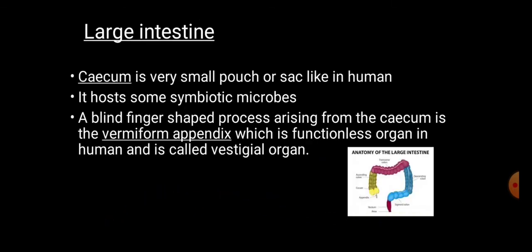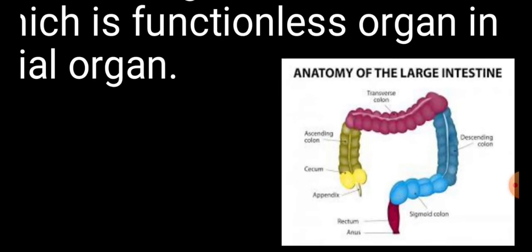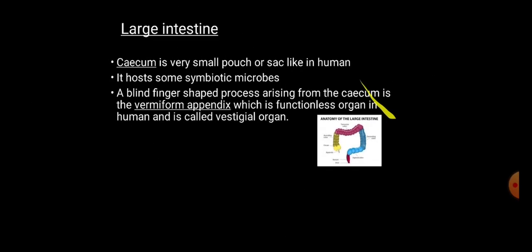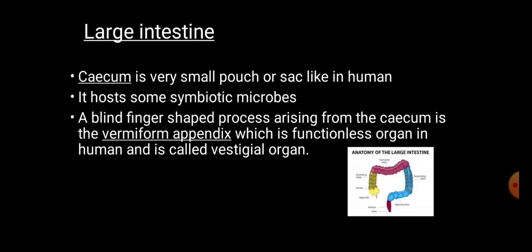First, let us see the first part, the cecum. It is a very small pouch or sac-like structure. This yellowish part is the cecum. It hosts many symbiotic microorganisms. Symbiotic microorganisms are those organisms which live in mutual interaction with the host. So here the microbes are living in mutual interaction with the intestine.